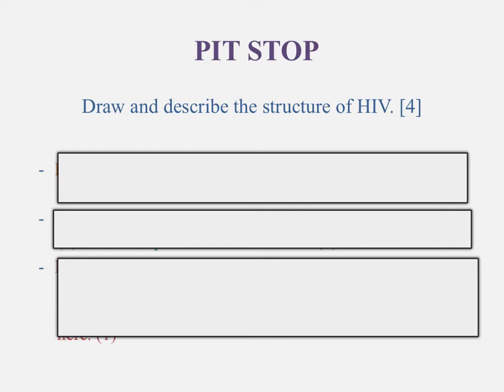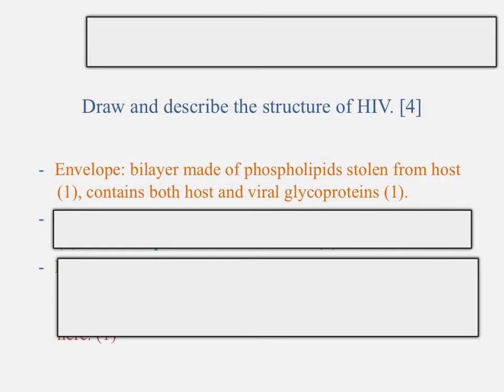All right. So we're back again. We're looking at the answer for this draw and describe the structure of HIV. There's lots of marks that you could have had, and we're going to go through each of those in turn. So if you're thinking about the outermost layer of this HIV molecule where the envelope is, you could say that there's a bilayer made of phospholipids stolen from the host for 1 mark, and for another mark, you could say that there's both host and viral glycoproteins on there.